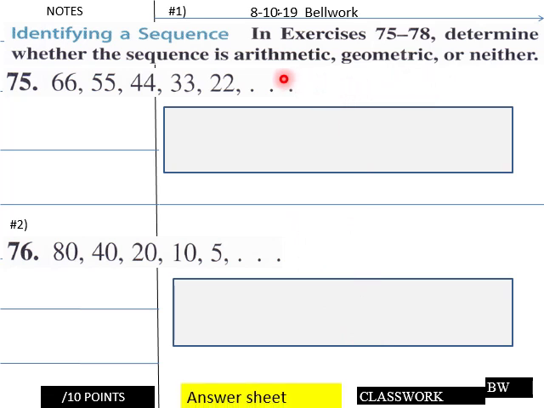Today's bell work is determine whether the sequence is arithmetic, geometric, or neither. So here's our sequence here, and here's our sequence down here. Determine whether they're arithmetic, geometric, or neither. Teachers, give your students about 3 minutes. Pause your video for 3 minutes.